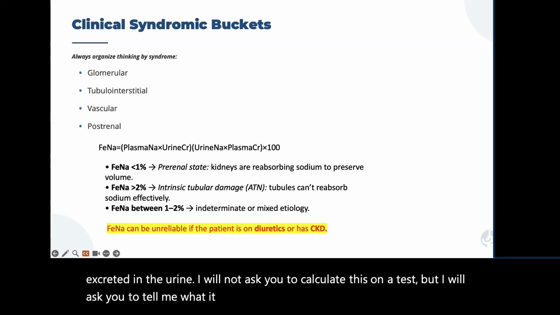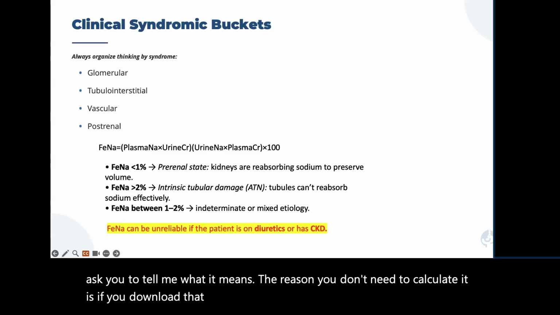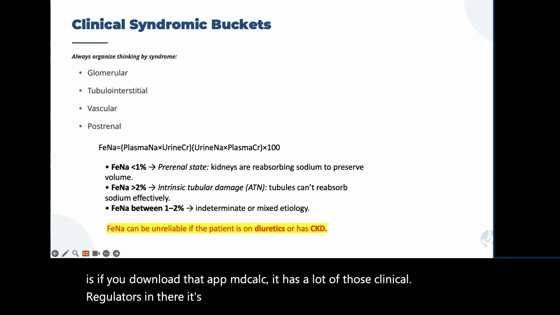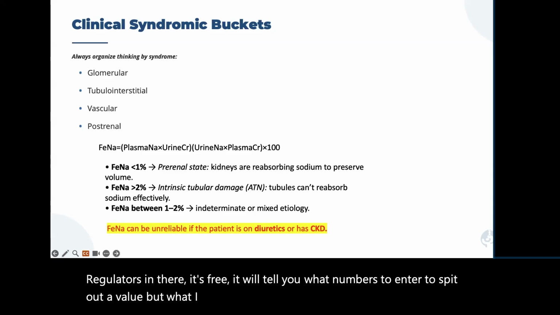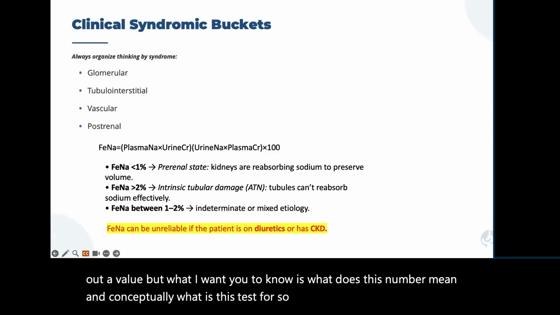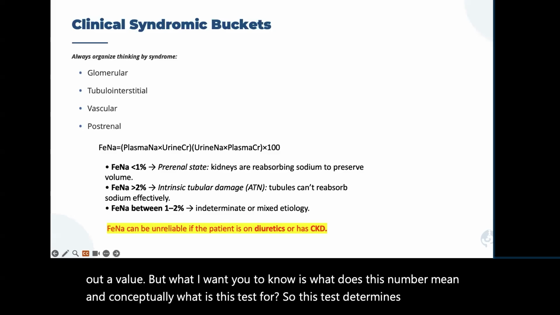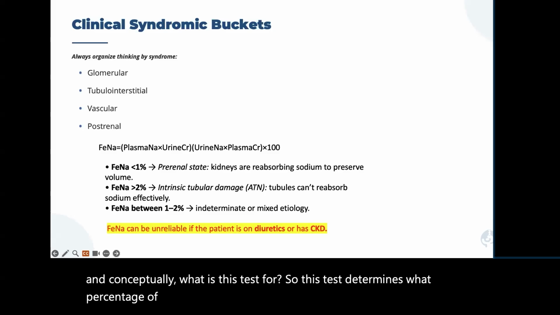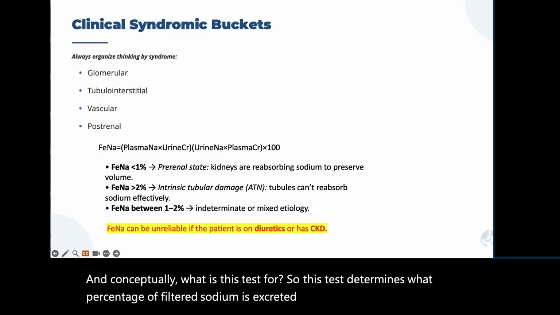it means. The reason you don't need to calculate it is if you download that app, MDCalc, it has a lot of those clinical calculators in there. It's free. It will tell you what numbers to enter to spit out a value. But what I want you to know is, what does this number mean? And conceptually, what is this test for? So this test determines what percentage of filtered sodium is excreted in the urine.